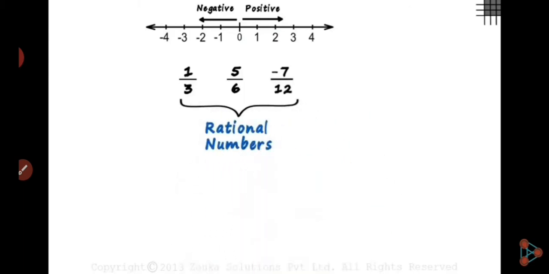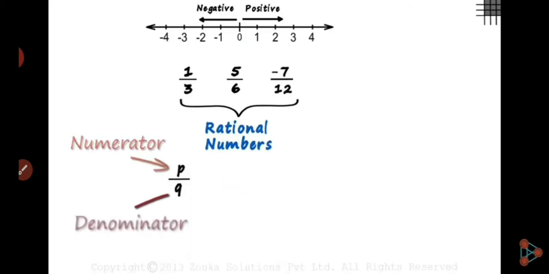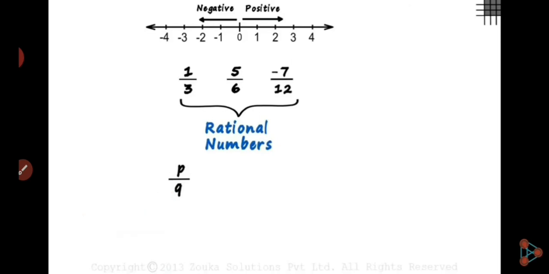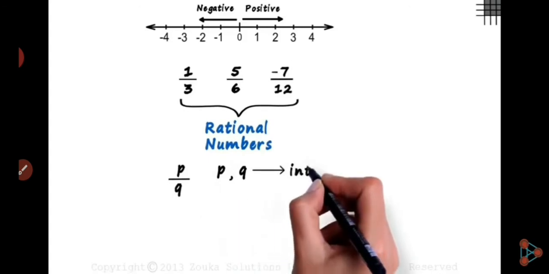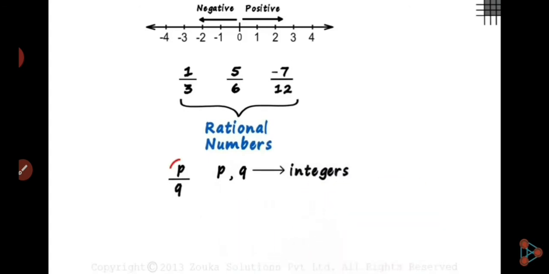But we need to define them well. We cannot just say numbers like these are rational numbers. We say that they are of the form p by q, one number in the numerator and one in the denominator. But there are a few conditions we need to know. p and q should be integers. We can have only integers in place of p and q. And there is another important condition: q should not be equal to 0.